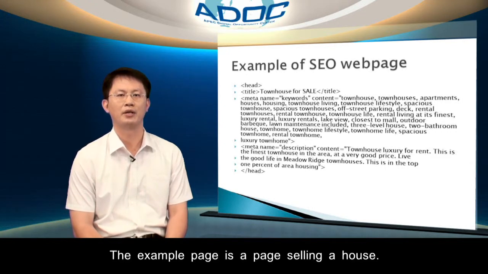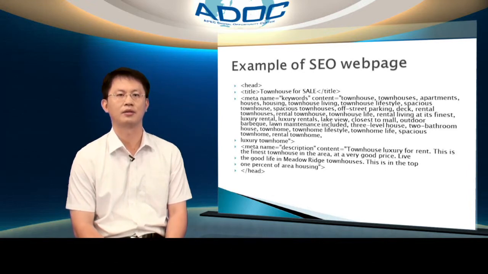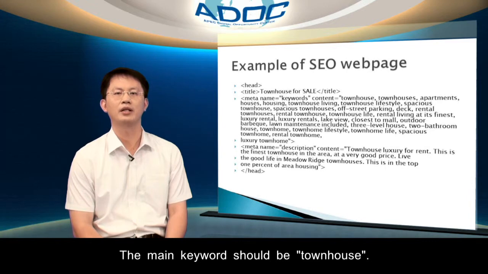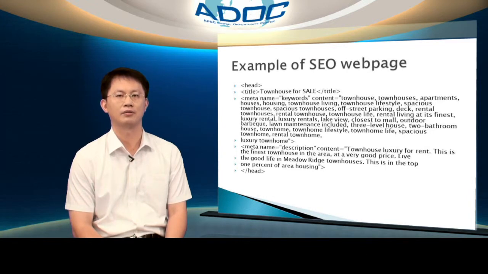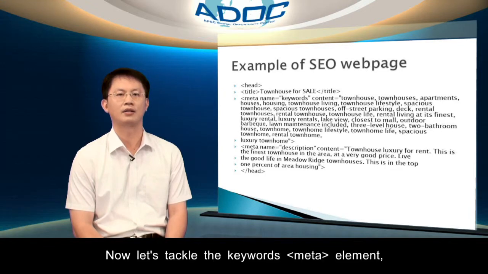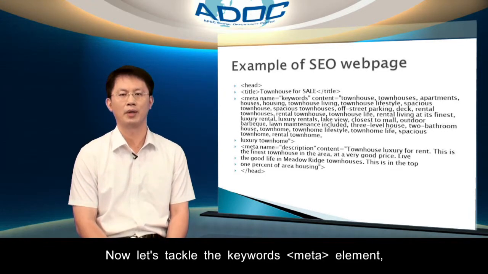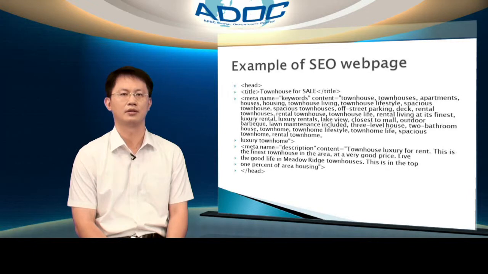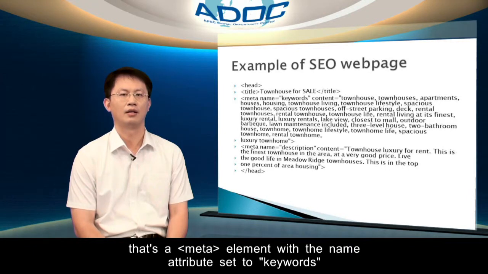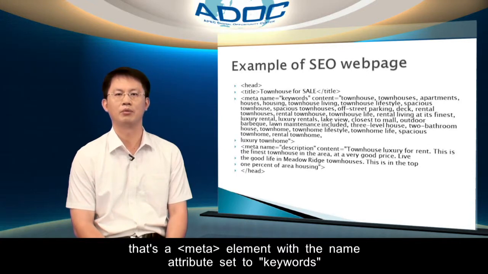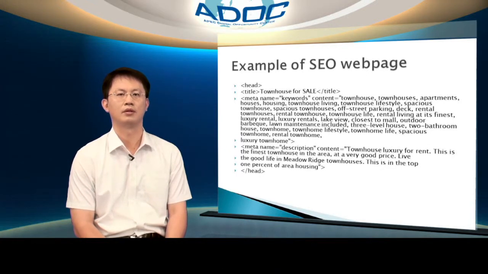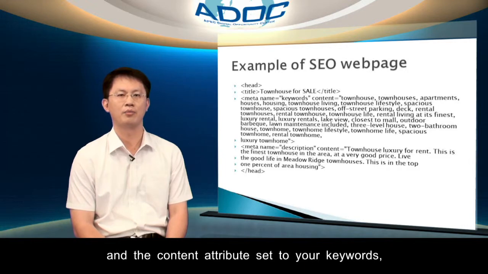The example page is a page selling a house. The main keyword should be townhouse. Now let's tackle the keywords meta element. Let's add a meta element with the name attribute set to keywords, and the content attribute set to your keywords.